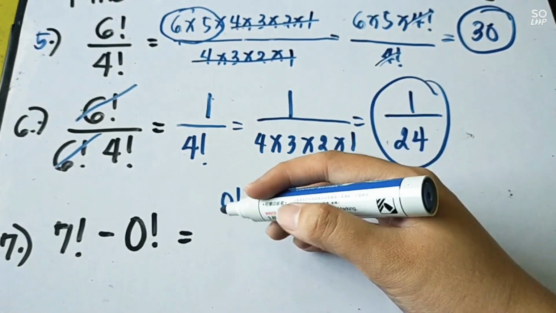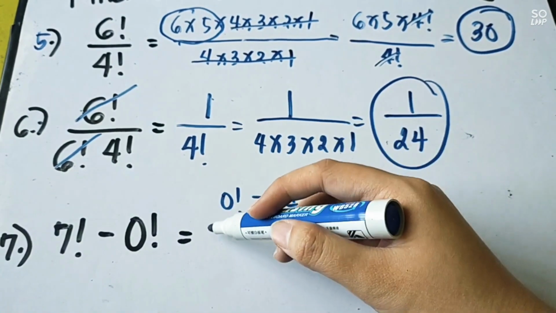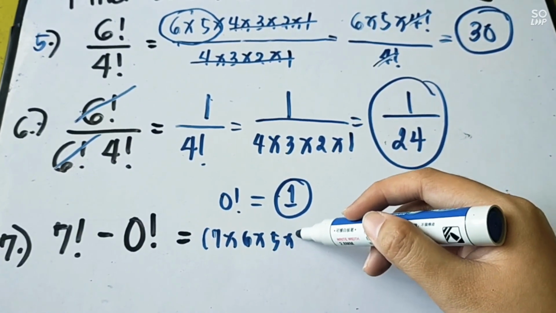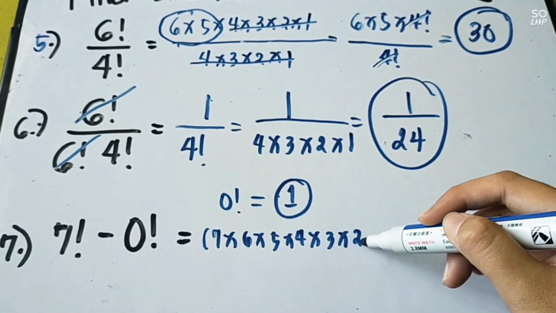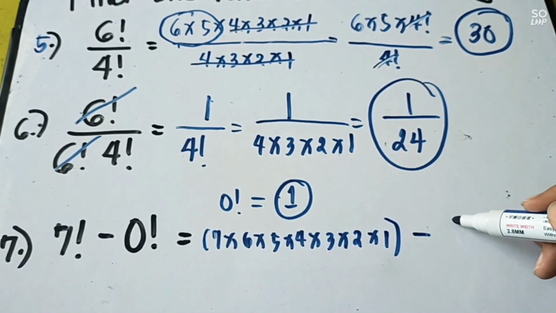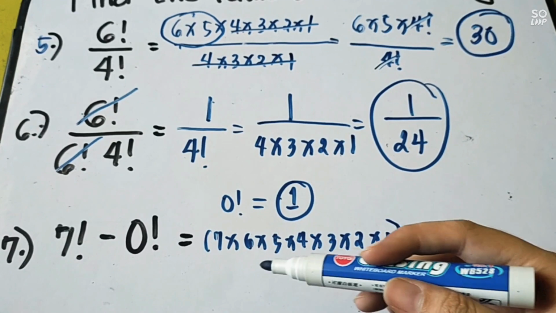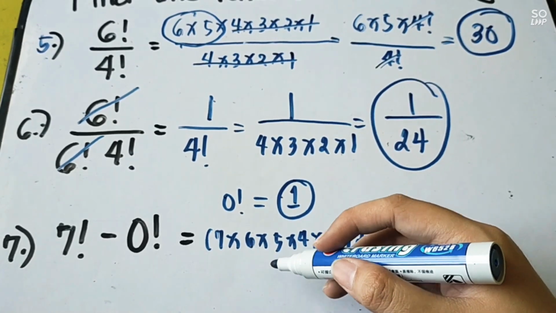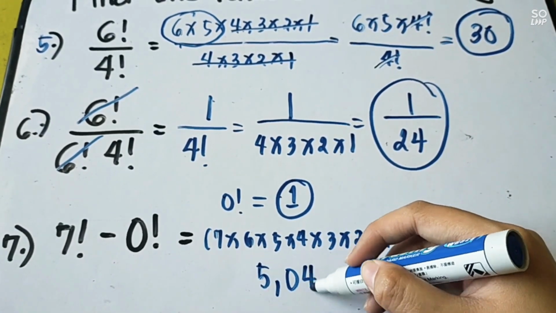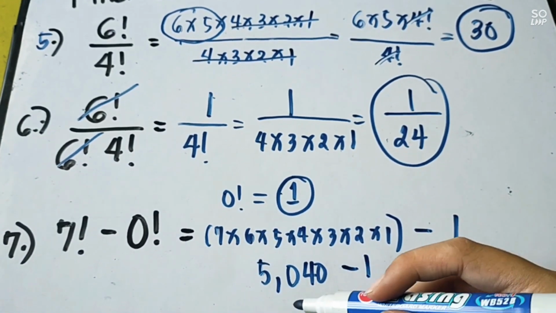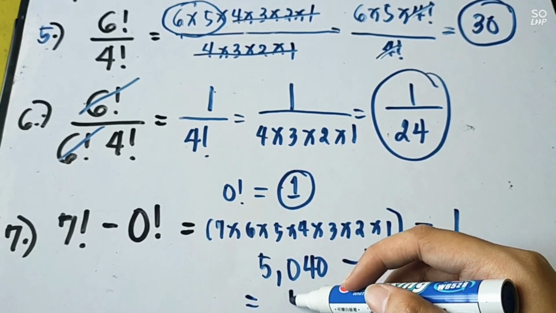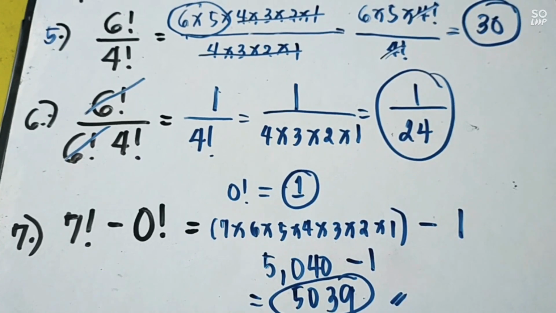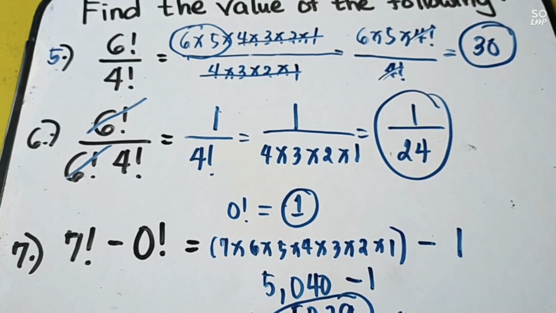So, therefore, 7 factorial, let us simplify, which means 7 times 6 times 5 times 4 times 3 times 2 times 1, then minus 1. Okay? Then, 7 times 6 times 5 and so on, the answer here is 5,040. Then, subtract it by 1, therefore, the answer is 5,039. Okay? Did you get it? Let us have more examples.